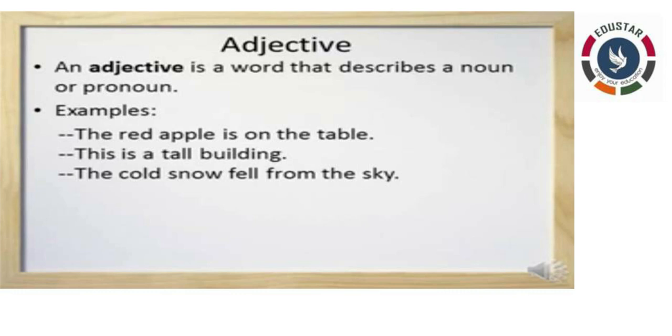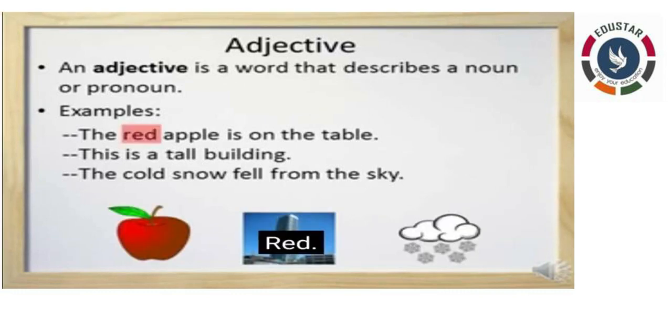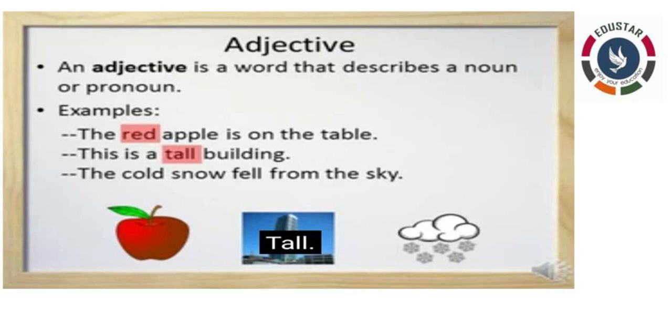Let us go to the first sentence, that is, the red apple is on the table. Did you see a word in this sentence that describes a noun or a pronoun? Can you see a word? The word red is an adjective that describes the noun apple. And your next sentence is, this is a tall building. Do you see the word in the sentence that describes a noun? The word tall. Tall describes the noun building. So, building is a noun here. So, tall is an adjective.